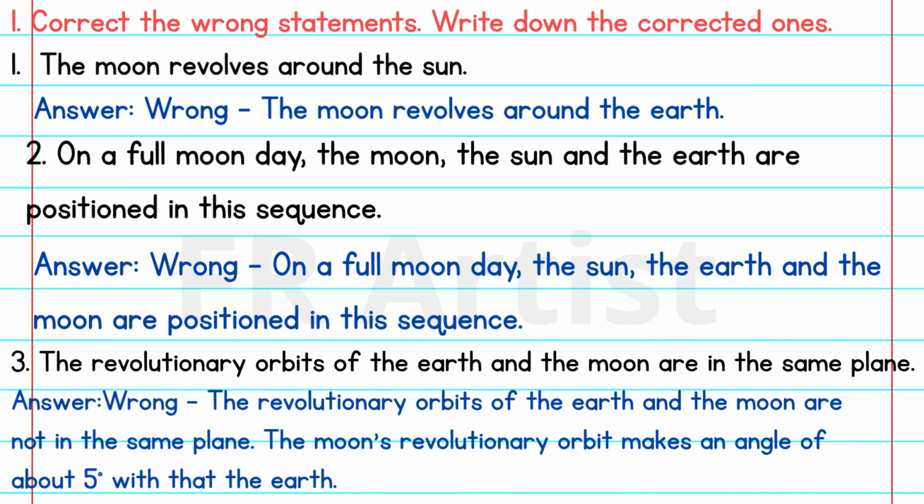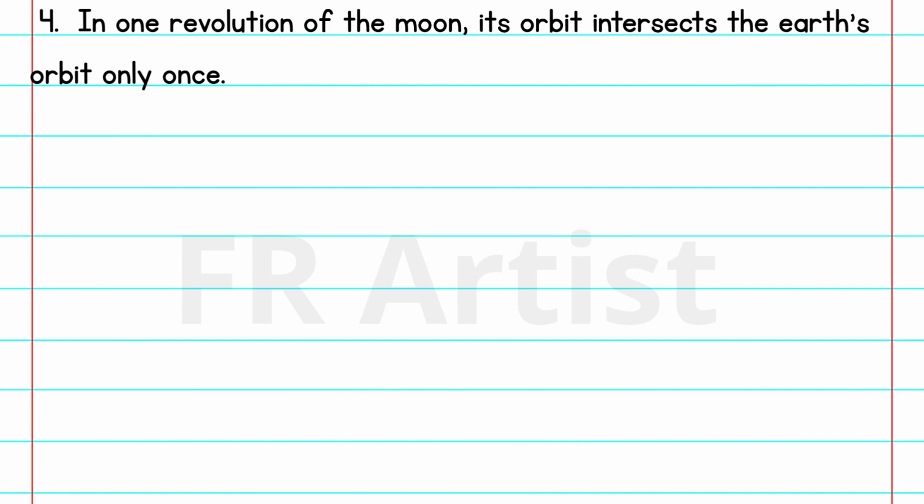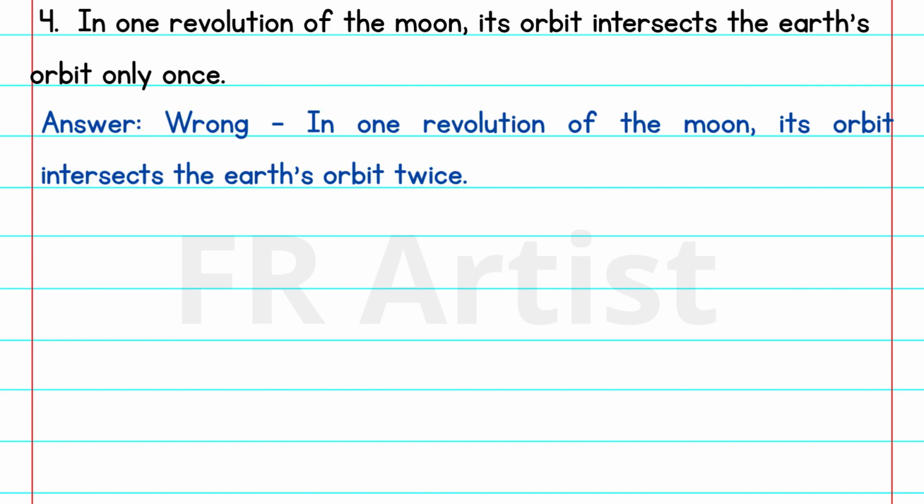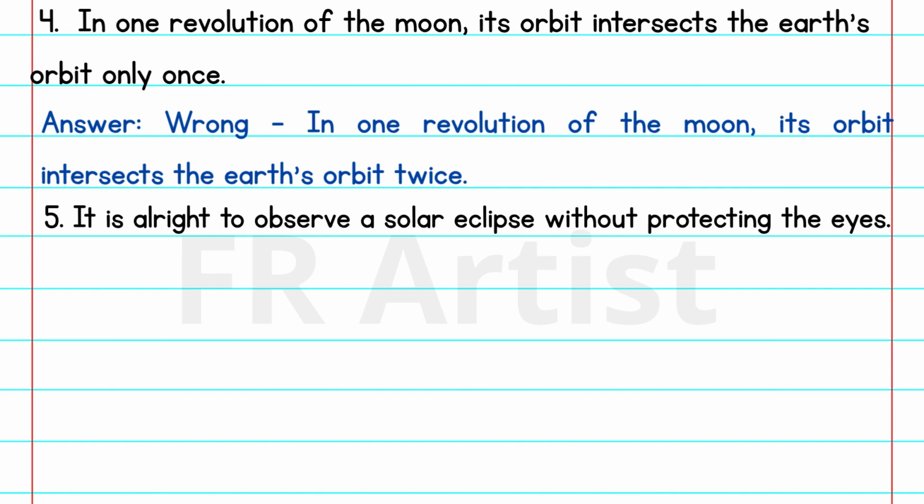Third, the revolutionary orbits of the Earth and the Moon are in the same plane. Answer: wrong. The revolutionary orbits of the Earth and the Moon are not in the same plane. The Moon's revolutionary orbit makes an angle of about 5 degrees with that of the Earth. Fourth, in one revolution of the Moon, its orbit intersects the Earth's orbit only once. Answer: wrong. In one revolution of the Moon, its orbit intersects the Earth's orbit twice.